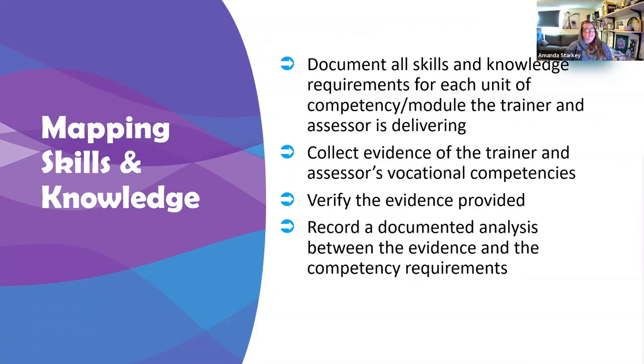So in the trainer matrix, documenting all skills and knowledge requirements for each unit of competency or module the trainer assessor is delivering. Collecting evidence of the trainer and assessor's vocational competencies. Verifying that evidence they have provided and creating a record of the analysis between the evidence and the competency requirements. Really digging deep. If your trainer assessor doesn't hold the units, it almost becomes a bit of an RPL process. What verifiable evidence can you collect that shows that your trainer assessor meets the requirements of a unit that they don't hold the qualification of that same unit for?